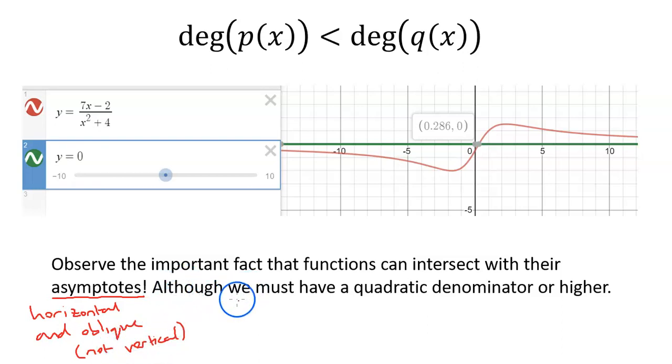Although, before this can happen, we need to have a quadratic denominator or higher. So the degree of q needs to be 2 or more before we even have a chance of this happening. And I'll let you pause the video and determine why. And you might even want to go one step further and just check when it can happen at all, for the cases where degree of p of x is less than or equal to the degree of q of x.